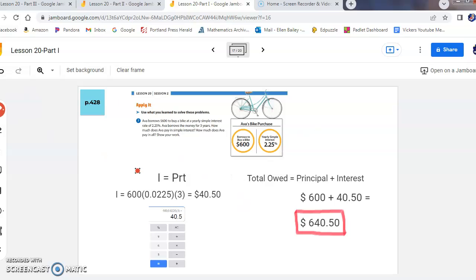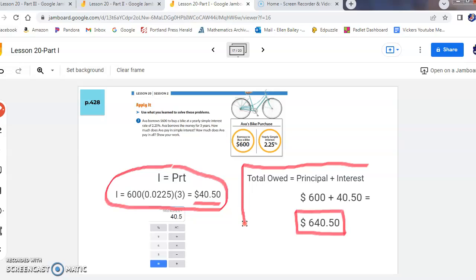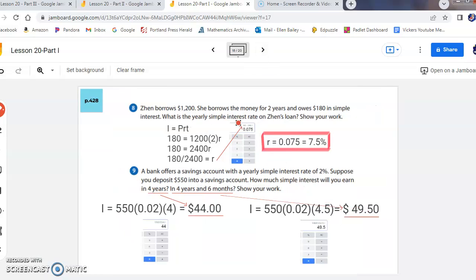First thing I'd like you to do is get this part in. I'm using the interest formula to determine the interest. It's $40.50. So principal times rate times time. But that's not the total owed, because the total owed is right here. I had to add the original 600 plus the $40.50. So the total owed is in this box here, $640.50. Please get that down. And like I said, pause as needed.